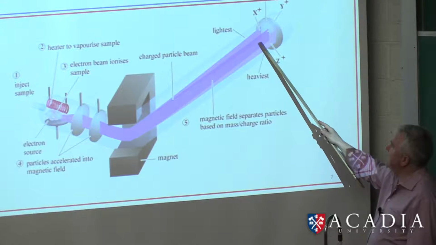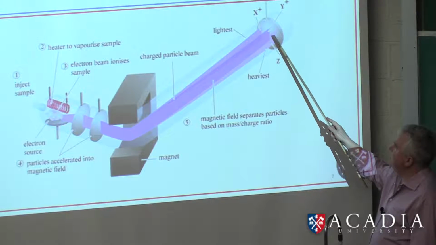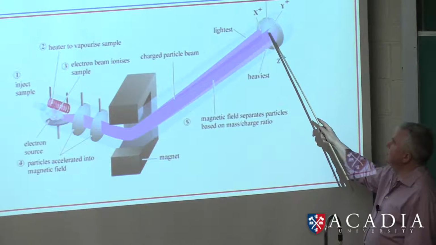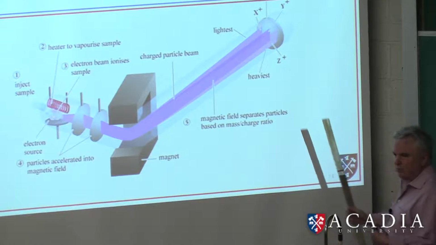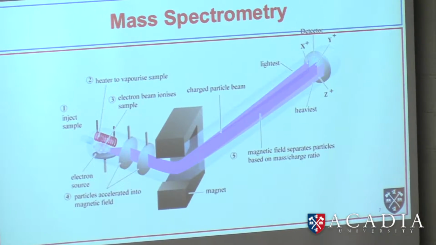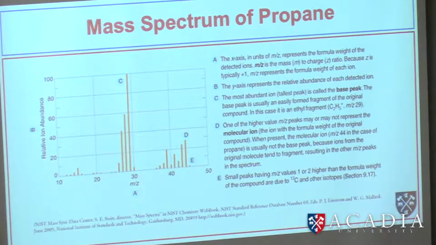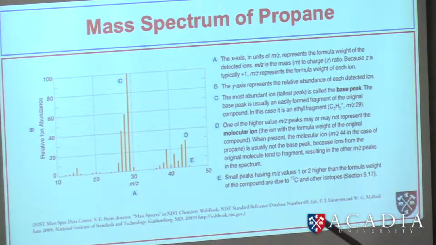We can calibrate that. Our lighter ions will hit on this side, and our heavier ions will hit over here, and we can just get a spectrum from that. We'll see what a spectrum looks like in just a second. So that's how a mass spectrometer works. This is a mass spectrum. Here's a mass spectrum of propane.